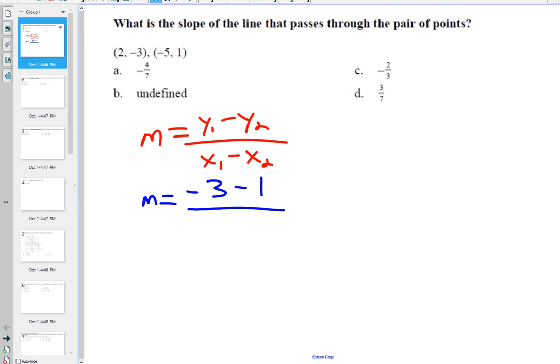What's the first x you see? Yeah. So you write that the same. And then what's the second x you see? And the second one of both the x's and y's, you change the sign. So m is equal to -4 over 7. That can't be divided. It can't be reduced.